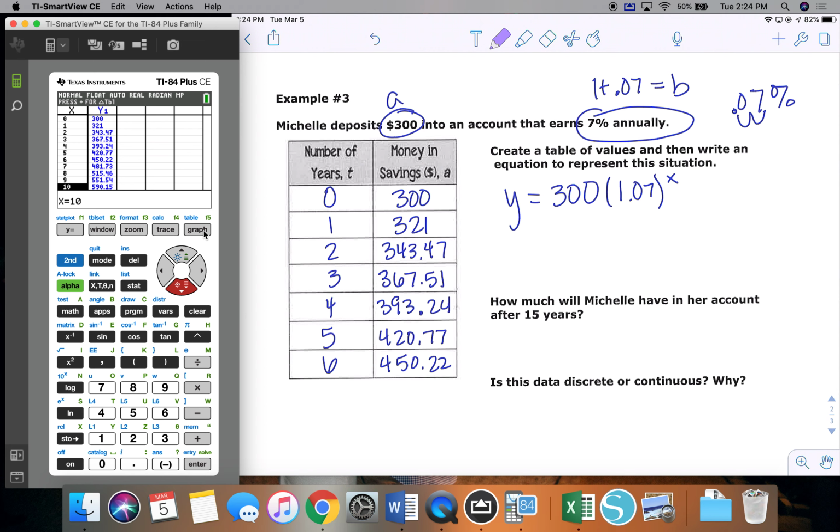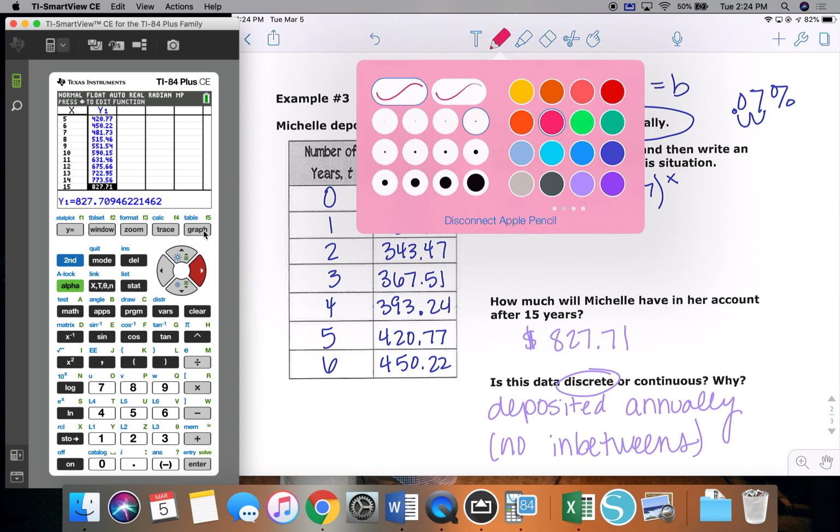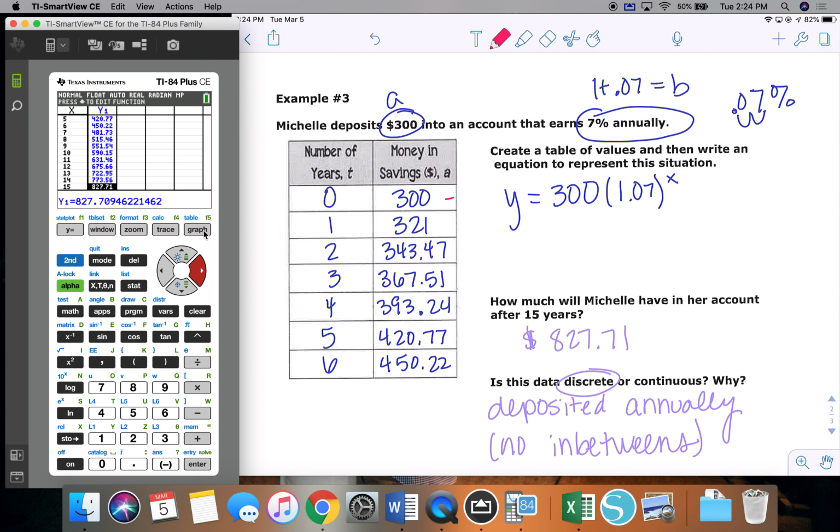Next, they ask, after 15 years, how much will Michelle have? So at 15, she will have $827.71. And this data is discrete because it is deposited annually or once a year. There are no in-betweens. They don't deposit money throughout the year. It's a one-time deposit. So you have this much, then this much, then this much.